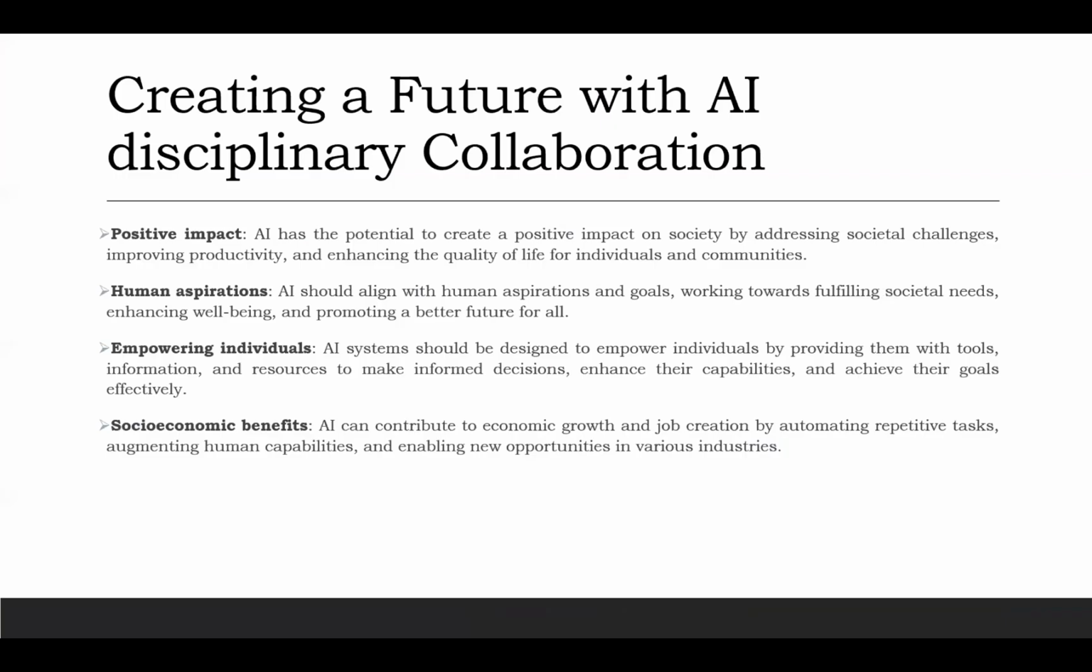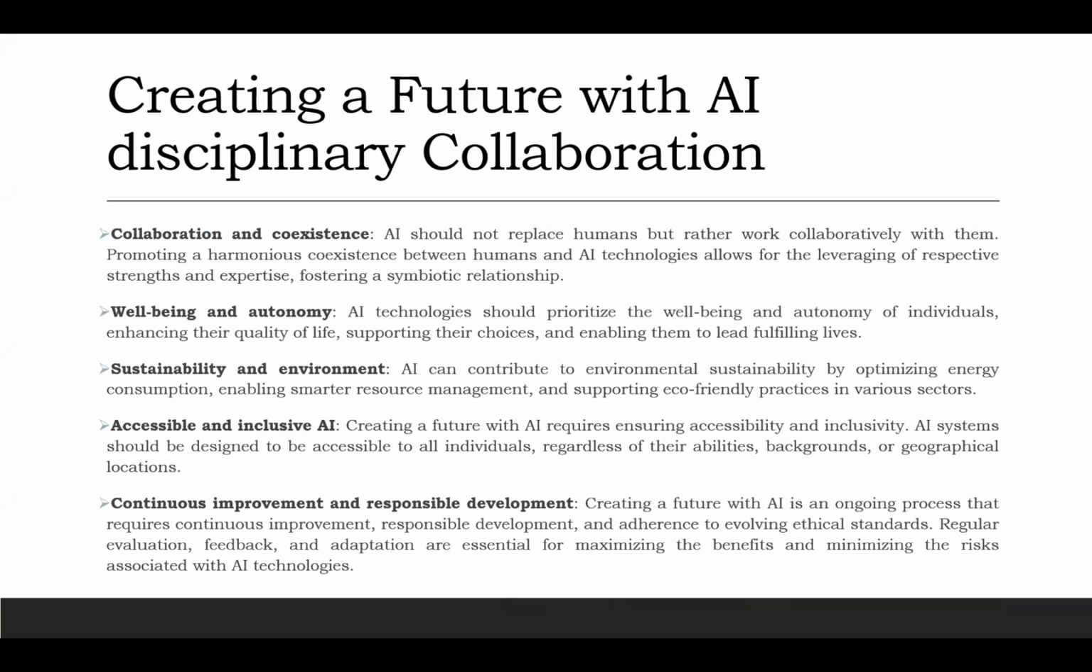And now, creating a future with AI interdisciplinary collaboration. The positive impact is that it has the potential to create a positive impact on society. And in terms of human aspirations, AI should align with human aspirations and goals. And it should empower individuals by providing them with tools, information, and resources to make informed decisions. And it should contribute to economic growth and job creation by automating repetitive tasks, augmenting human capabilities, and enabling new opportunities in various industries. And it should be accessible and inclusive AI.